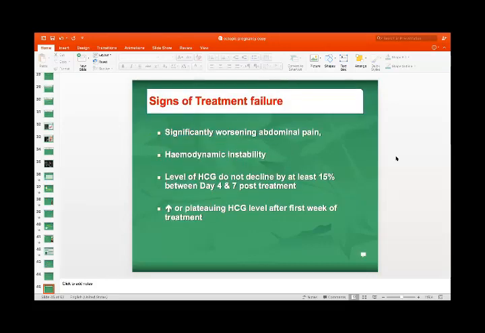The signs of treatment failure. How we will know that we have given the methotrexate, but the patient is not responding? Significantly worsening abdominal pain, the abdominal pain will increase, or she may go into hemodynamic instability. The level of beta HCG does not decline at least 15% between day 4 and 7 post-treatment, or beta HCG level is rising or plateauing after the first week of treatment.